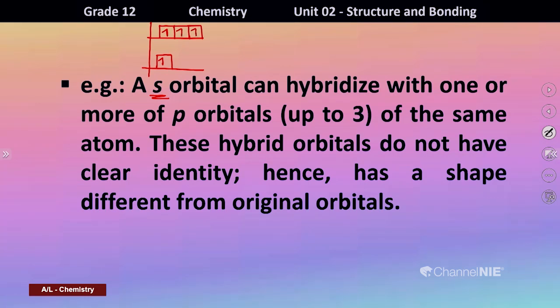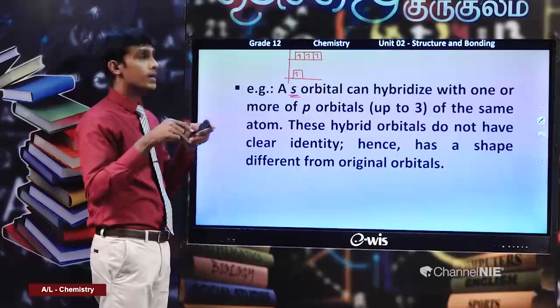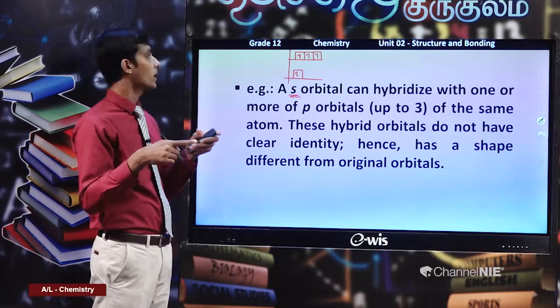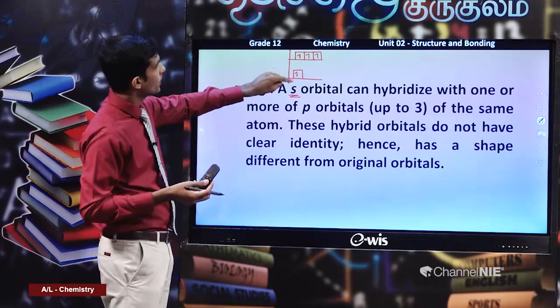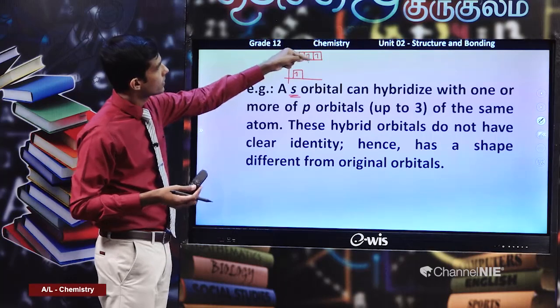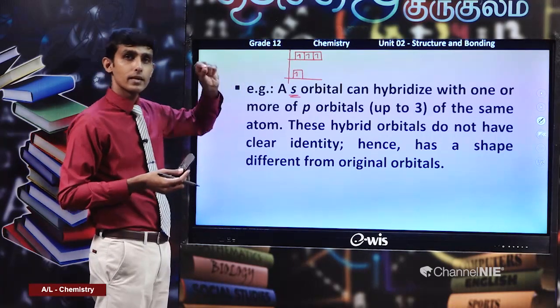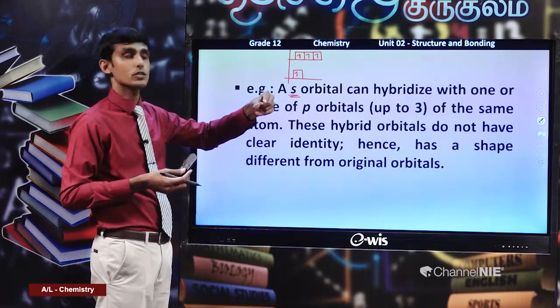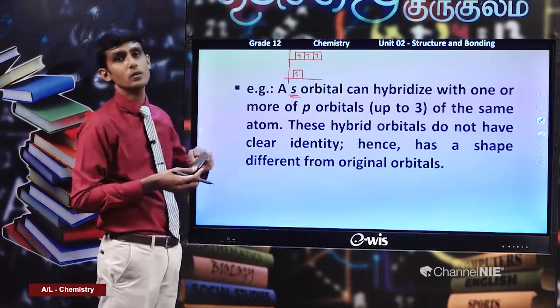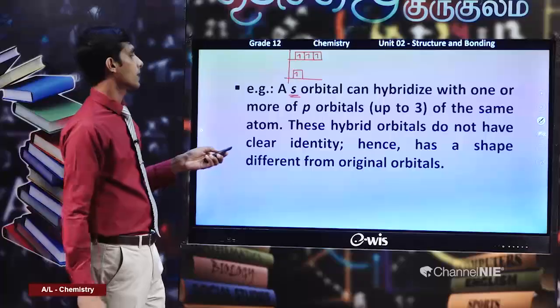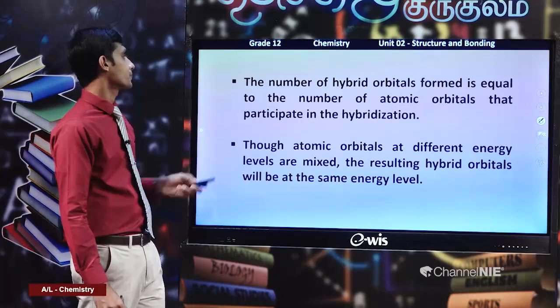Like this. Now, when it comes to the CH4 molecule, it needs 4 identical orbitals to be made before the formation of CH4. Therefore, if this s orbital combines with these 3 p orbitals, then we can consider that process as sp3 hybridization, because 1 s orbital and 3 p orbitals get mixed with each other. So, that is sp3 hybridization.